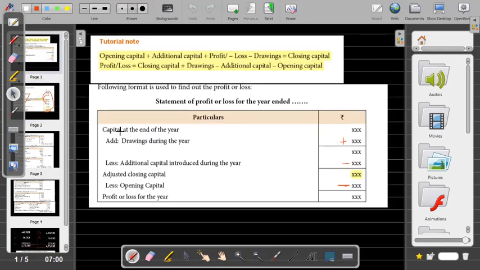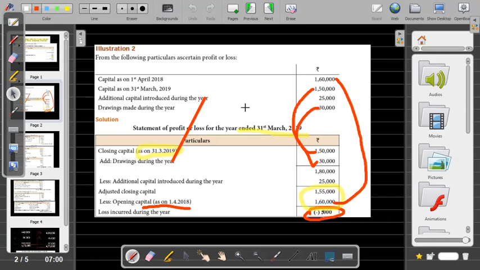Now, as per our statement, capital at the end of the year plus drawings, you have to add these two, isn't it? So capital at the end means what? The later year, 2019, 31st March 2019 is the end of the year. So capital on that date is 1,50,000. That amount they have shown here, 1,50,000. Then add drawings. What are the drawings here? 30,000. This 30,000 is added to it. So the amount you get is 1,80,000.